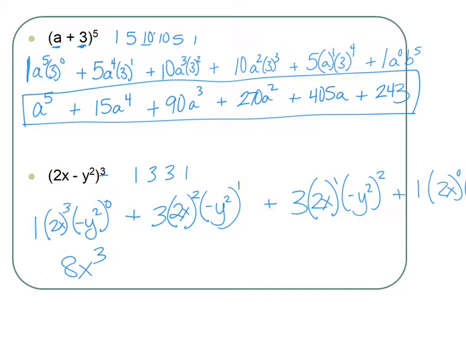All right, on my next term, I have the 3, I have a 2 squared, but I also have this negative. Think of that like a negative 1 raised to the first power. So that is going to end up being a negative. So I'm going to have a 3 times a 4 times a negative 1. That gets me a negative 12, and then it looks like the x will be squared. And the y has a power on it also. It's going to be now squared as well.